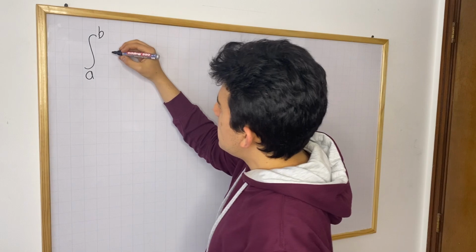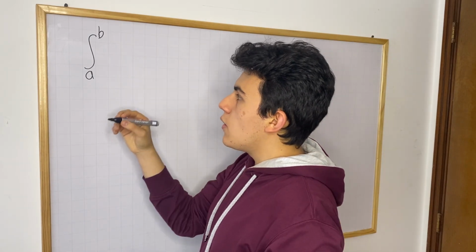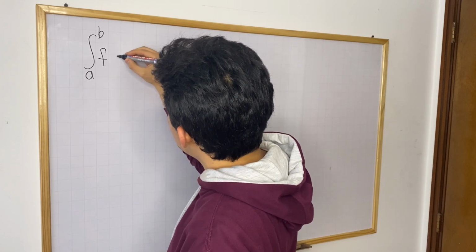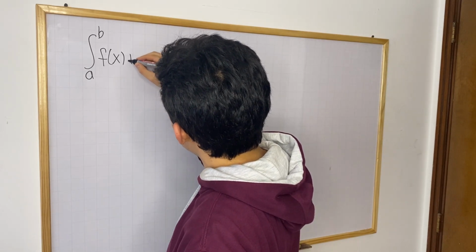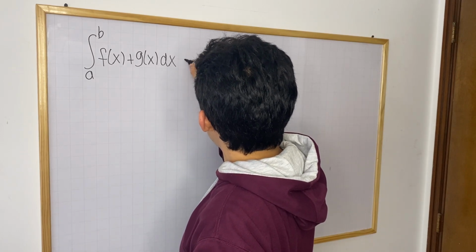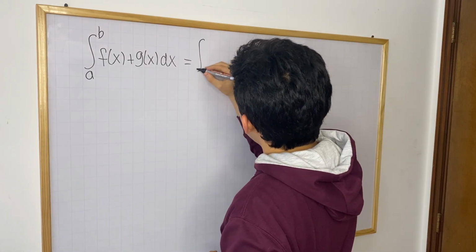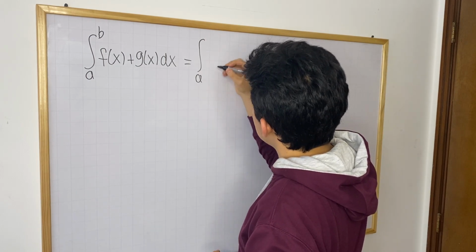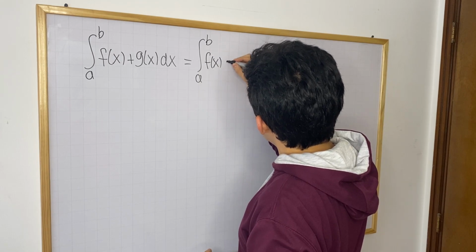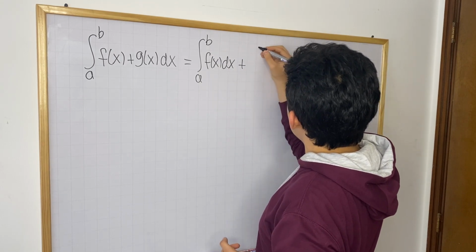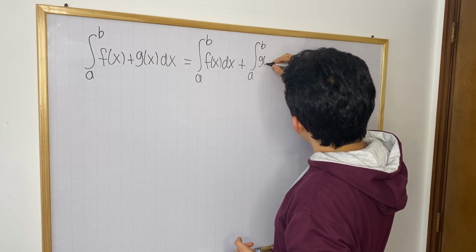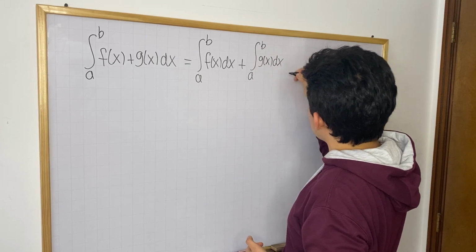So if you have the definite integral of a polynomial or a binomial or anything that has more than one term, so say you have f of x plus g of x, well, this is going to be the same as the definite integral from a to b of f of x dx plus the definite integral from a to b of g of x dx, okay?